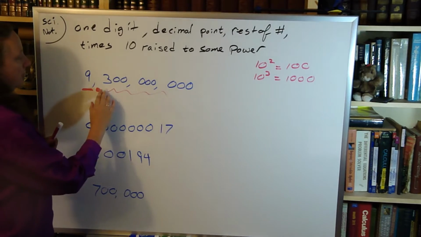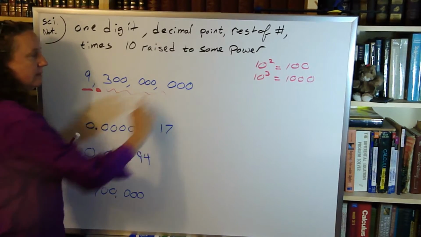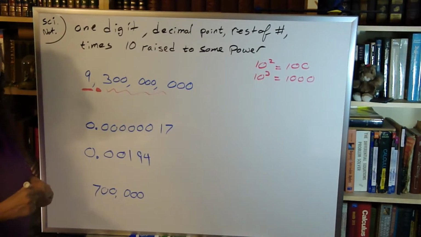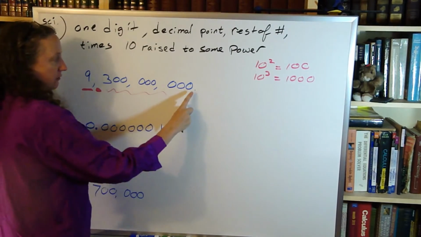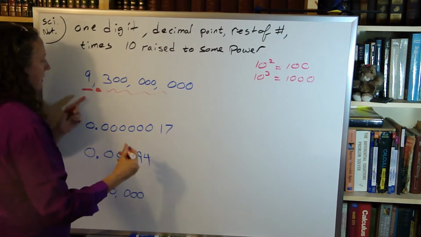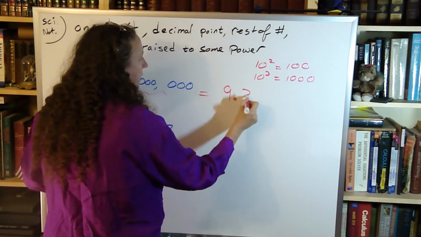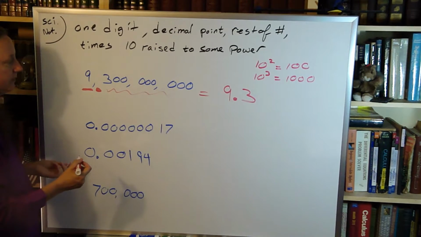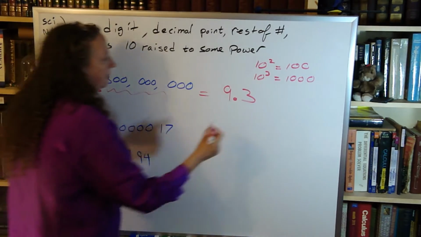The 3 is followed by a bunch of zeros. I don't need to worry about those zeros. As it's written here, those zeros are just placeholders. The decimal point for the original number is at the end of the zeros, but we don't have to write it. So scientific notation: 9.3, 1 digit, decimal point, the rest of the numbers. Don't include the placeholder zeros. Times 10.